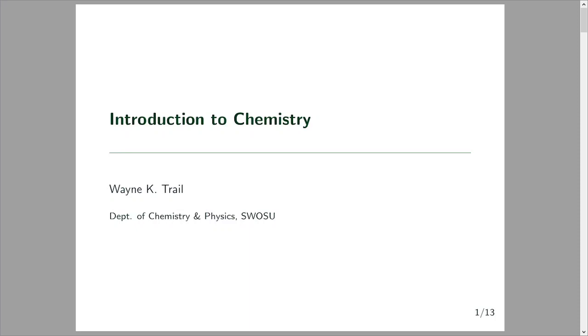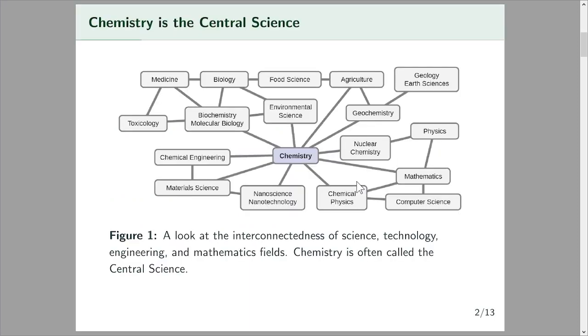So this section is on an introduction to chemistry. Chemistry is often called the central science. You can sort of see all the things it affects: fields of biology, environmental science, geochemistry, agriculture.